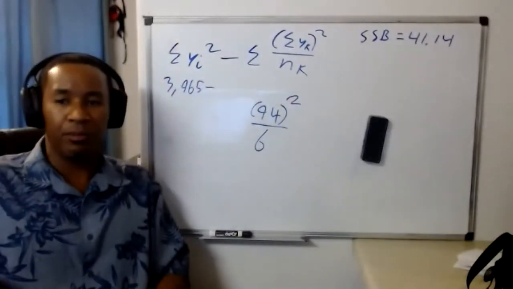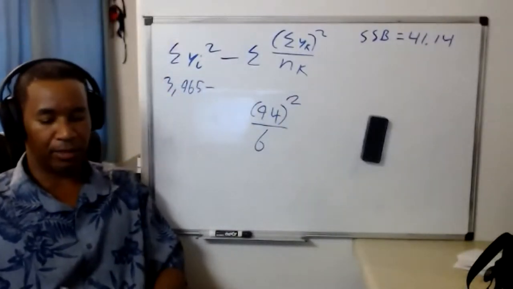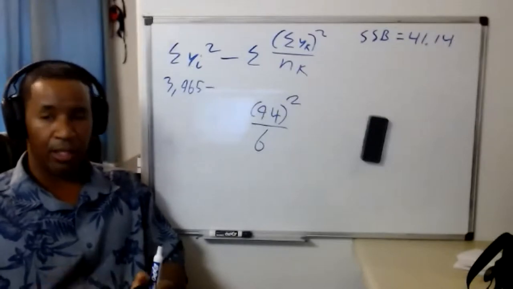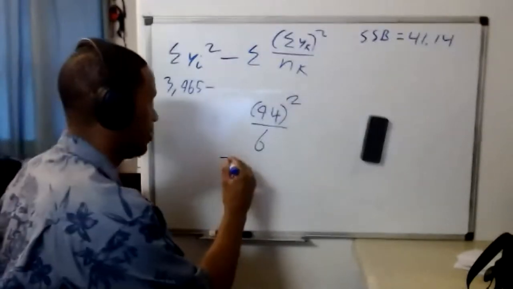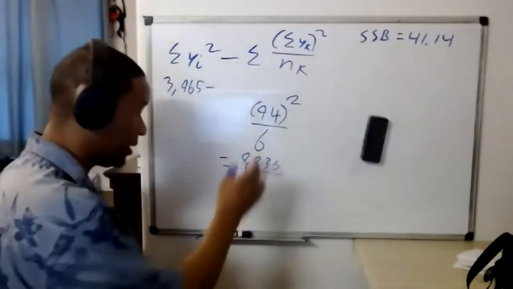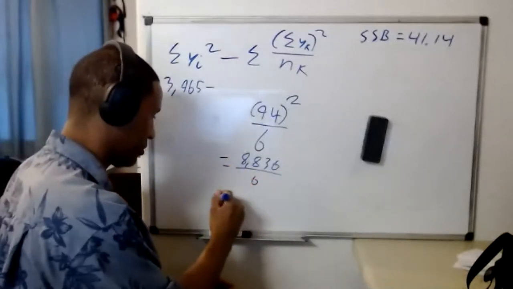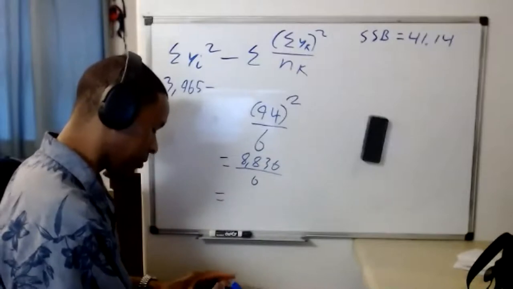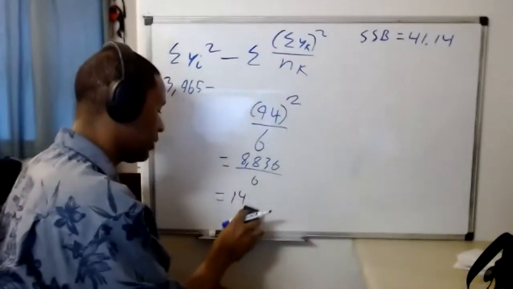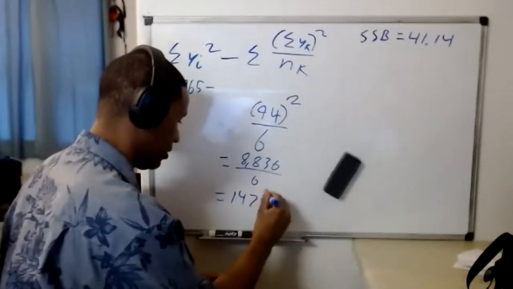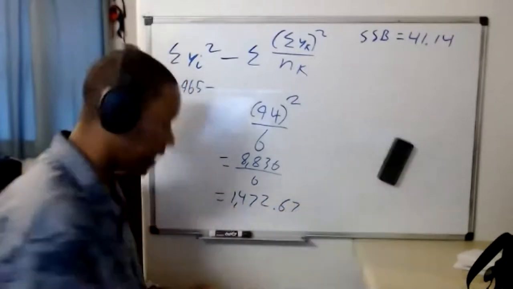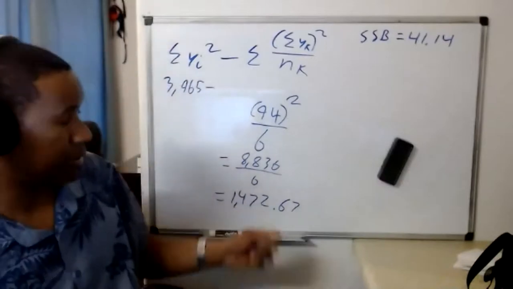So 94, I'm going to square that, and that is going to give me 8,836. I'm going to divide that by 6, and that's going to give me 1,472.67. Did everybody see how I got that 1,472.67?